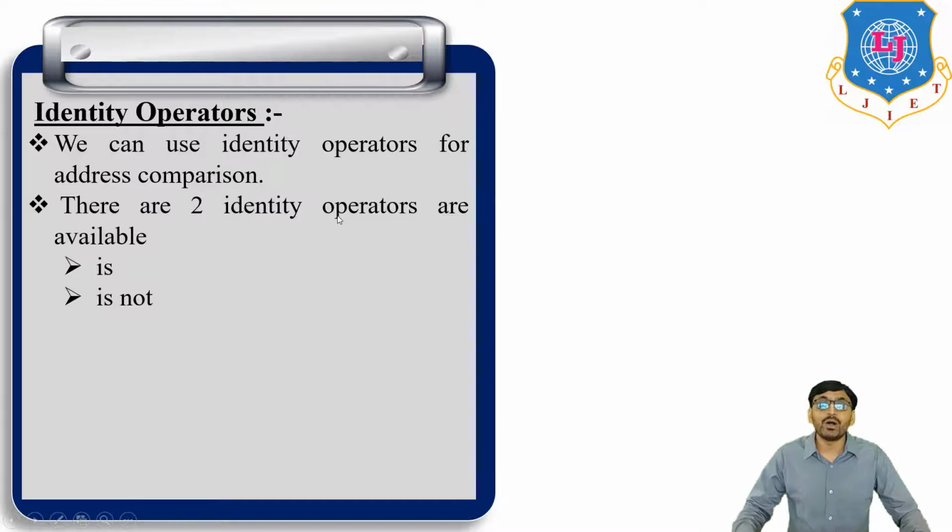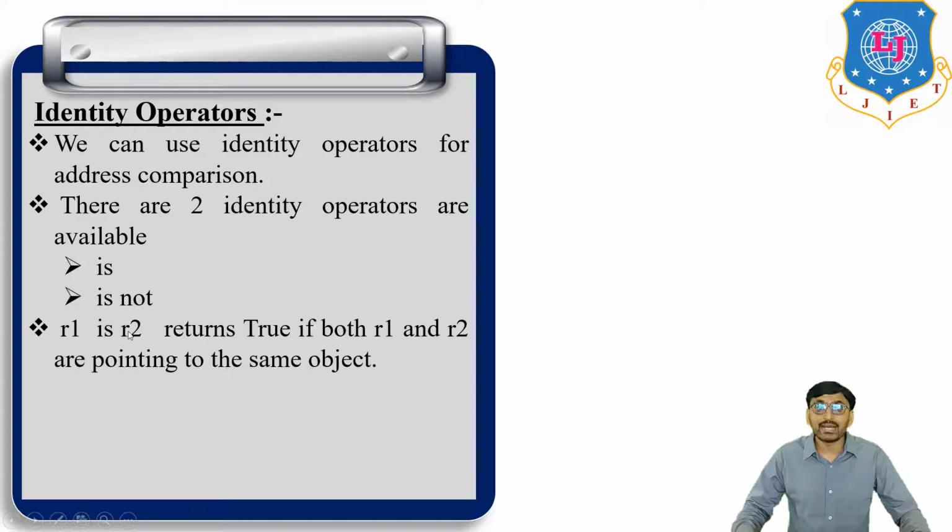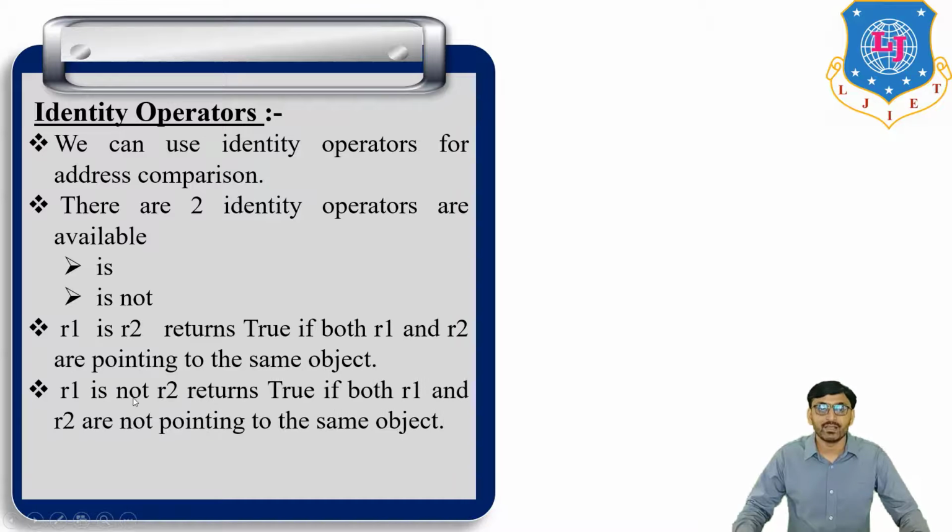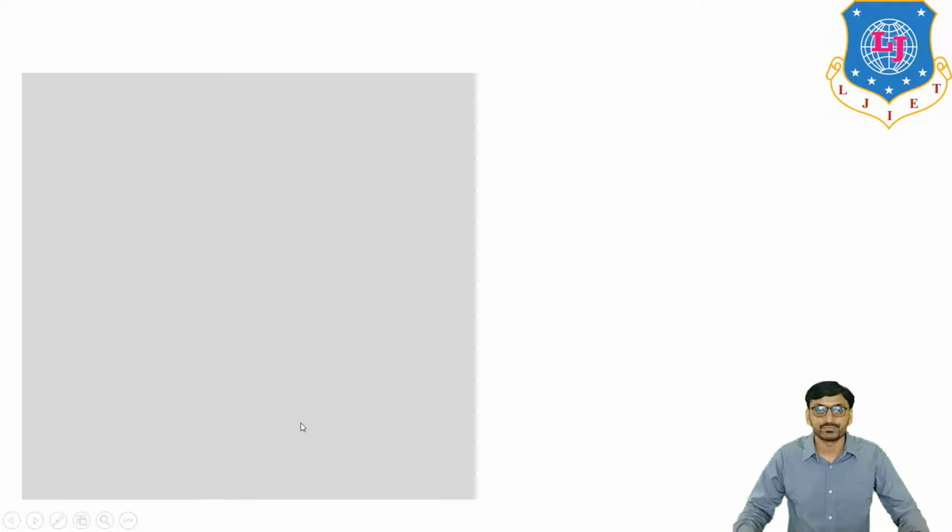There are two identity operators available: is and is not. R1 is R2 returns true if both R1 and R2 are pointing to the same object, otherwise it returns false. R1 is not R2 returns true if both R1 and R2 are not pointing to the same object. Okay.